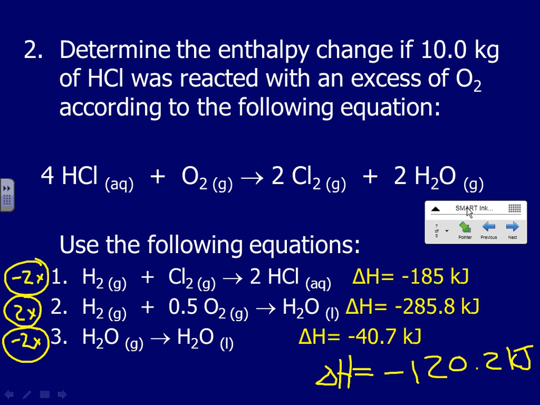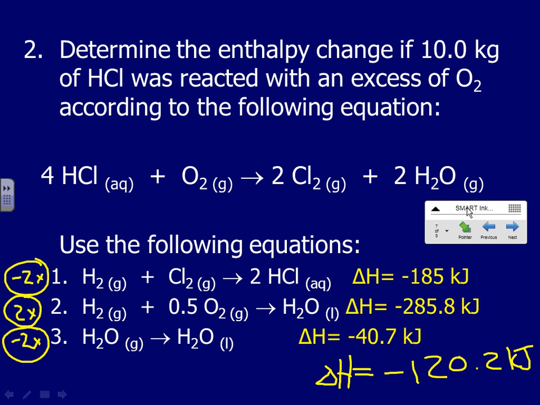You could have figured out the moles. You could have figured out a molar enthalpy by taking this number and dividing it by 4, getting a molar enthalpy, then putting it in the equation for molar enthalpy, and eventually get the enthalpy. Same problem, just a different path. To me, this is the easiest path.